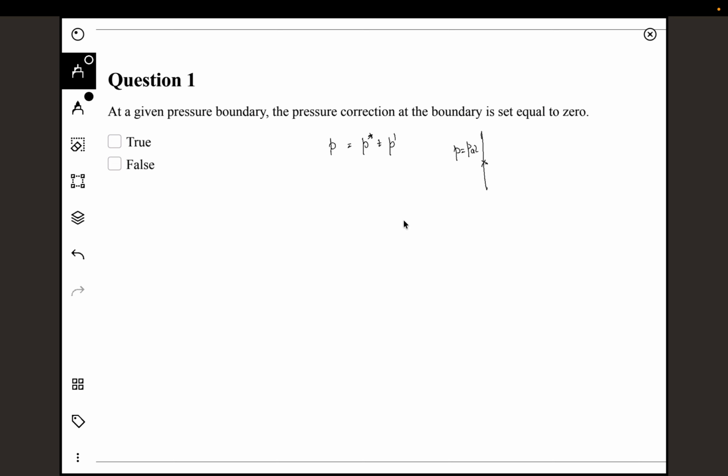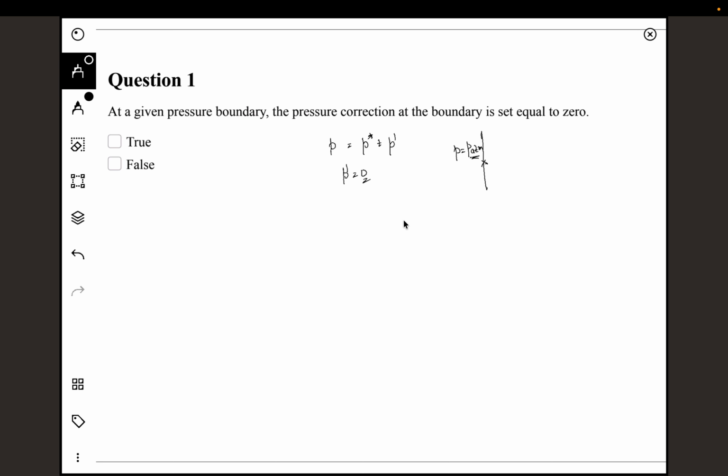Let's say the pressure is atmospheric pressure. Something like this is already specified, which means this is not going to change. The velocity has to change according to the pressure and not the other way around. So P prime should actually be zero. You should not do any correction whenever the value is specified at the boundary.